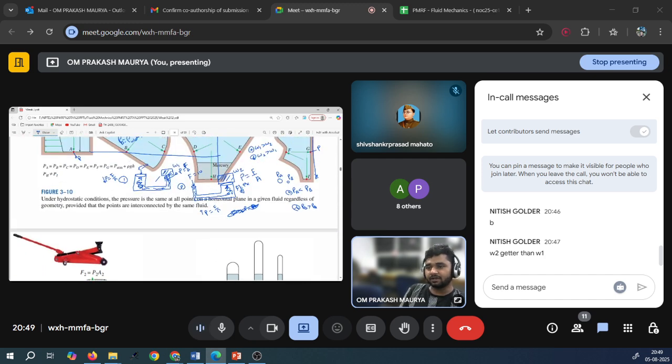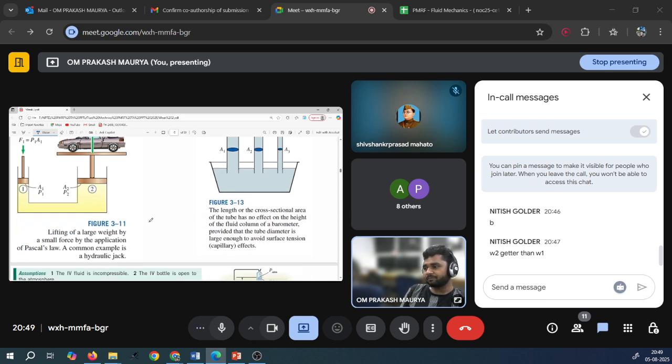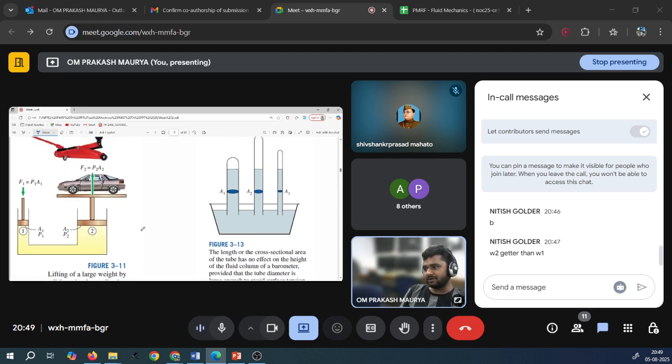As mentioned here, lifting a large weight by a small force by the application of the Pascal law is a common example of the hydraulic jack. Here the area is A2 and the pressure is P, but the force is pressure into area, P into A. So you are applying a small force, but as your area is increased, your force will be increased.